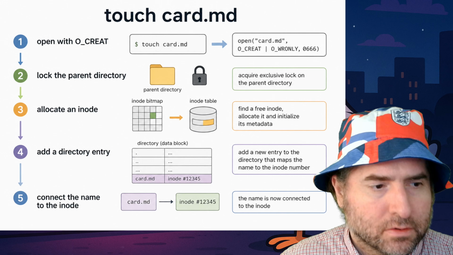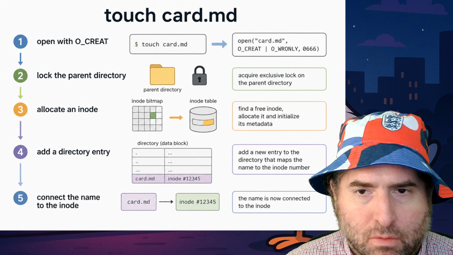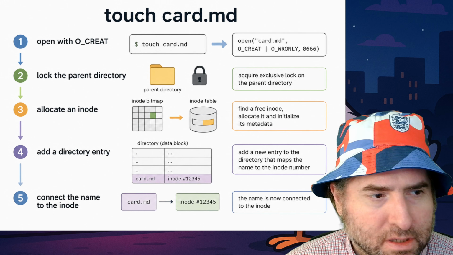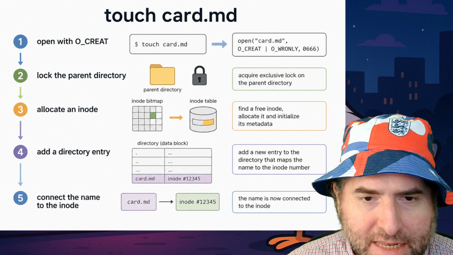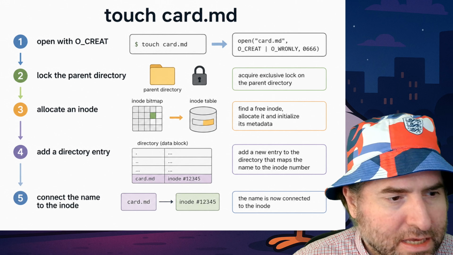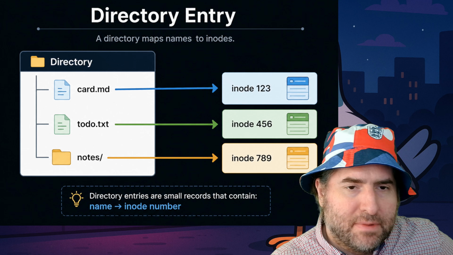You can't touch this. So what we saw there is when we run touch, we do open with create, we then acquire an exclusive lock on the parent directory, we allocate an inode, we add the directory entry, and then we connect the name to the inode. That was the key part that we just showed in the code. The file name is not stored inside the file. The file name lives in the directory.